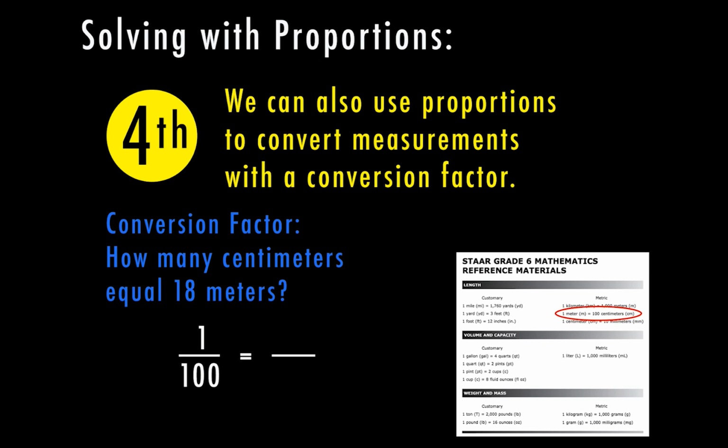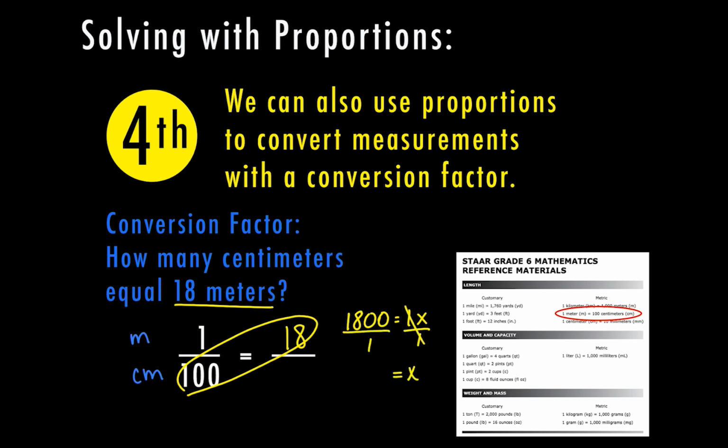So here we have 1 meter is equal to 100 centimeters. So now I'm trying to find out 18 meters. Well, since 18 is meters and meters is on top, I'm going to put my 18 here on top. And then I can solve for my missing number. 18 times 100 is 1800. That's going to be equal to 1x. And if I'm just dividing by 1, it's not going to change anything here. So my answer is 1800 centimeters.